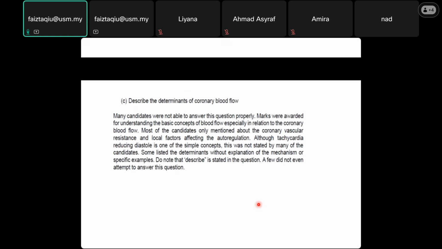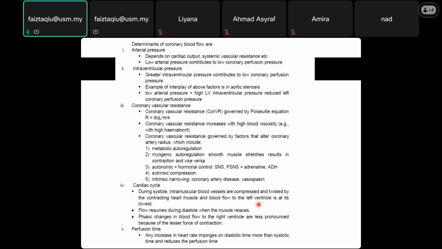Those who did not attempt it probably ran out of time. This is from the examiner report, and I think we can add examples. The first determinant is arterial pressure, which depends on cardiac output and systemic vascular resistance. For example, low arterial pressure contributes to low coronary perfusion pressure.